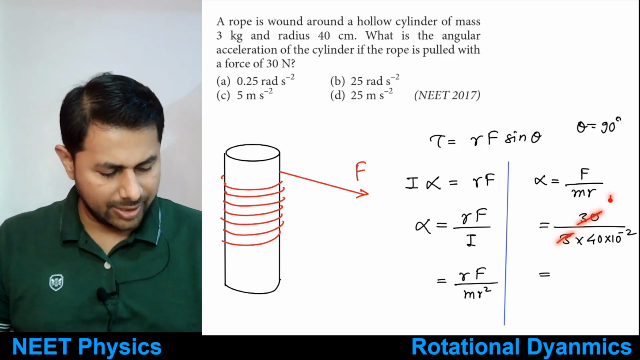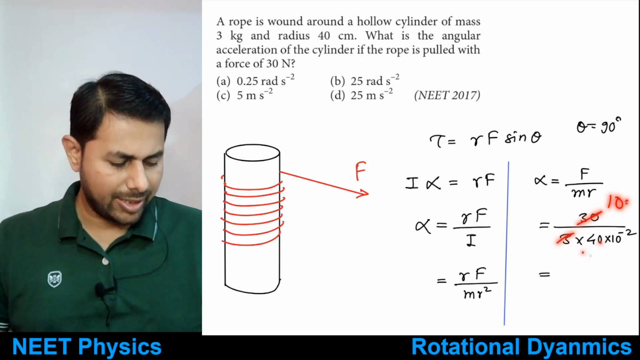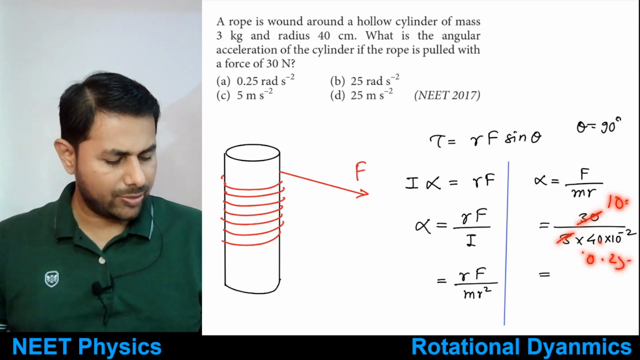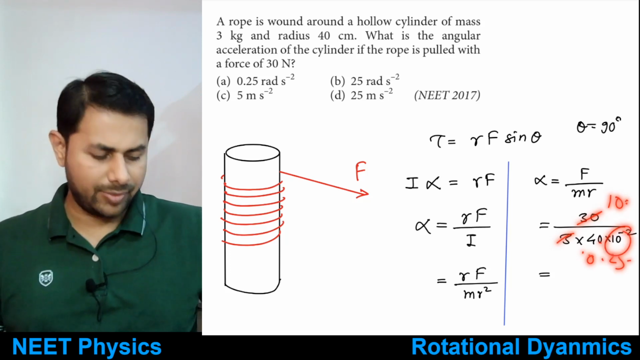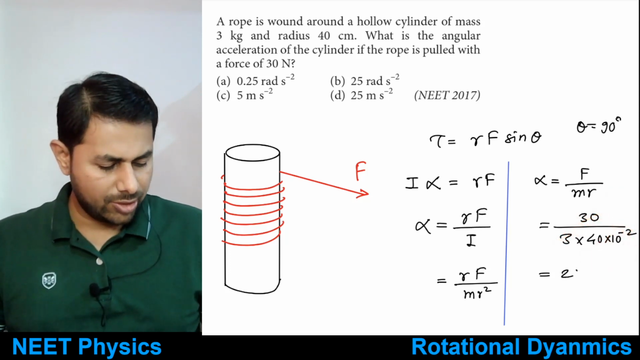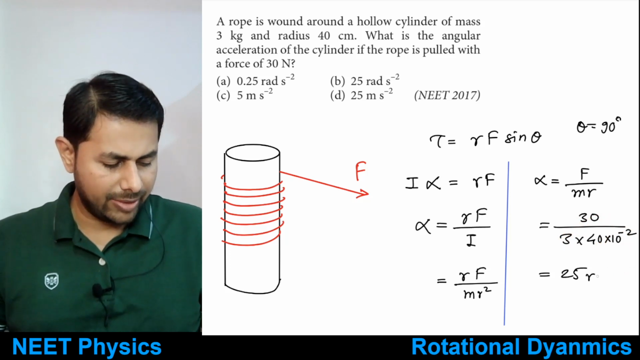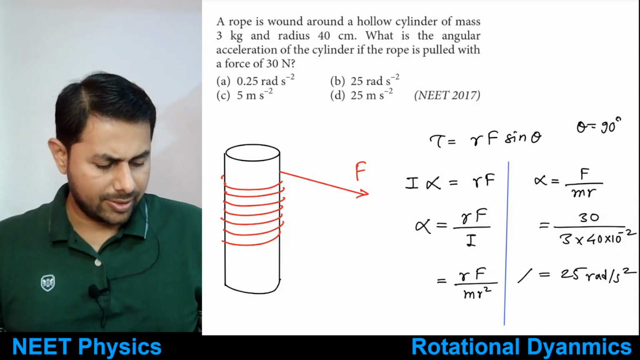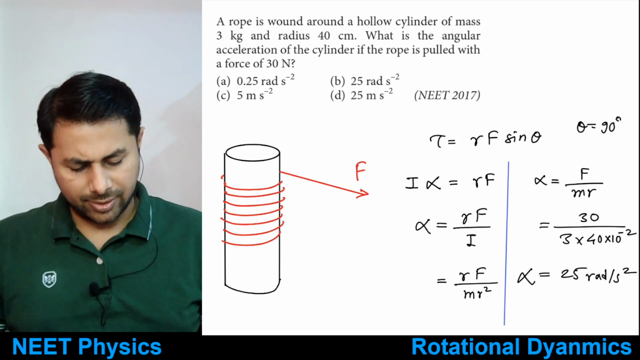Then 30 by 3 is 10. So 10 by 40 means 0.25. 0.25 times 10 raised to minus 2 in the numerator becomes 10 raised to plus 2. So it will be 25, right? 25 radians per second square. That is the answer, so it is option B.